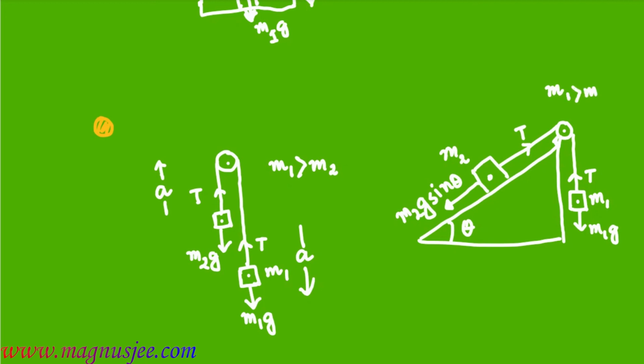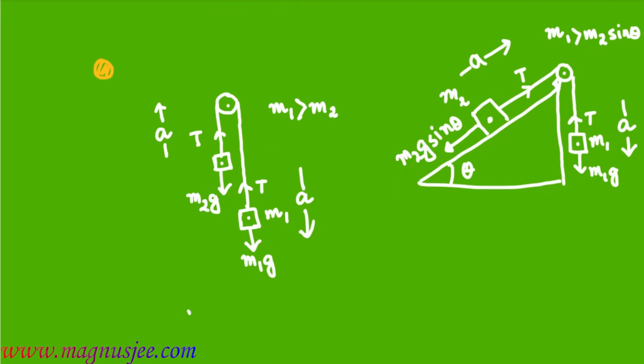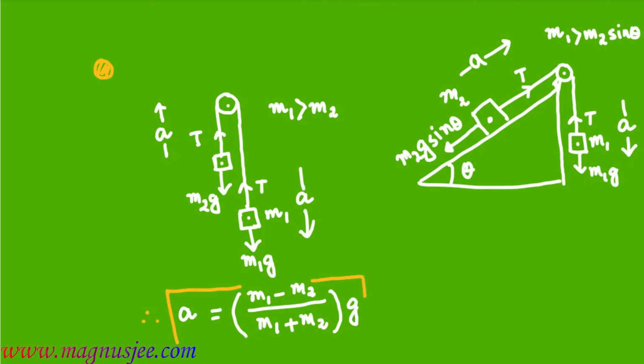If M1 is greater than M2 sin theta, in that case, M1 will be moving downwards with an acceleration A, and the body of mass M2 will be moving up the inclined plane with the same acceleration A. Now, on the left hand side, the formula of common acceleration of two bodies is what? M1 minus M2 divided by M1 plus M2, bracket closed, into G, small g. That is the common acceleration of the two bodies in the general case where two bodies are tied to two ends of the string, and the string is passing over the pulley.